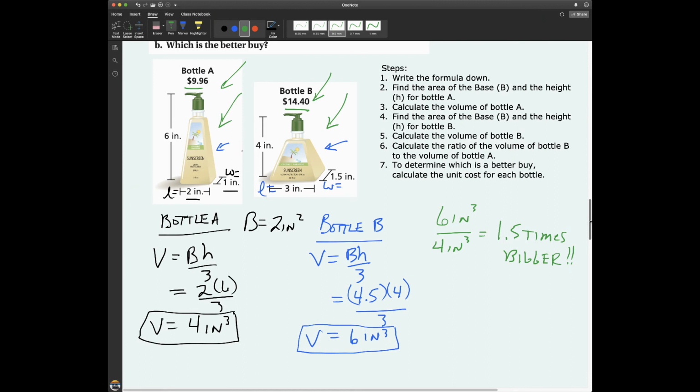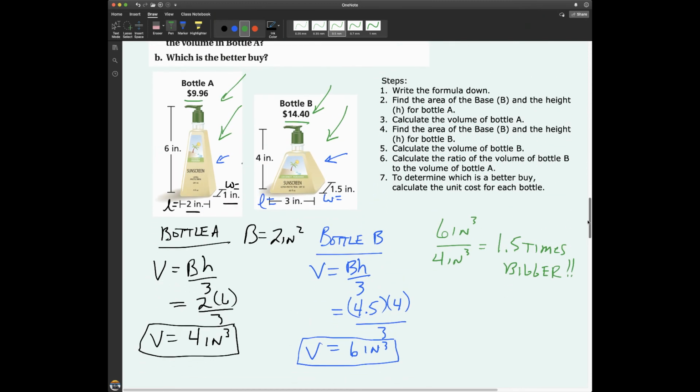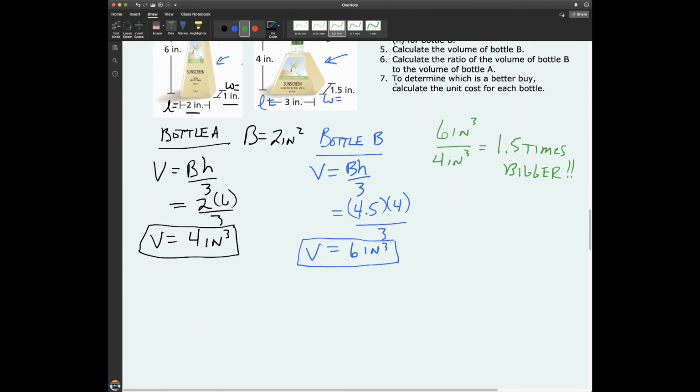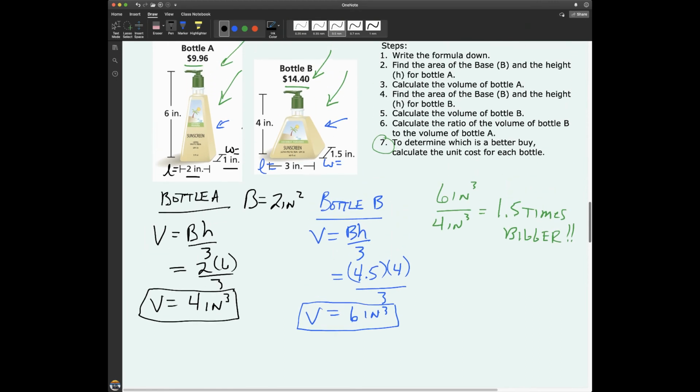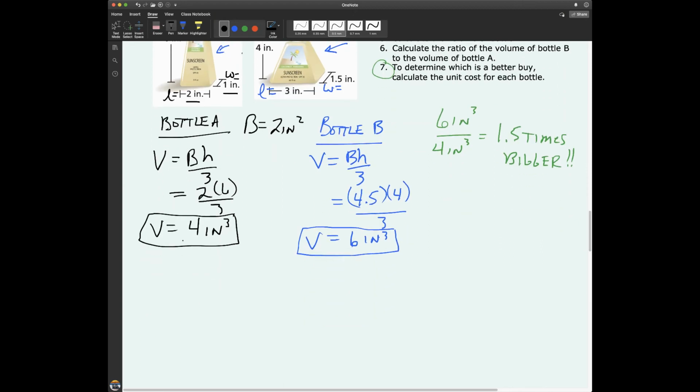All right, we still have a question to answer. Which one is the better buy? How do we do that? Well, the way we do that, it says here, to determine which is a better buy, that's this step, step 7, calculate the unit cost for each bottle. And so let's calculate the unit cost. For bottle A, the cost is $9.96. So if I look at the cost over the volume.